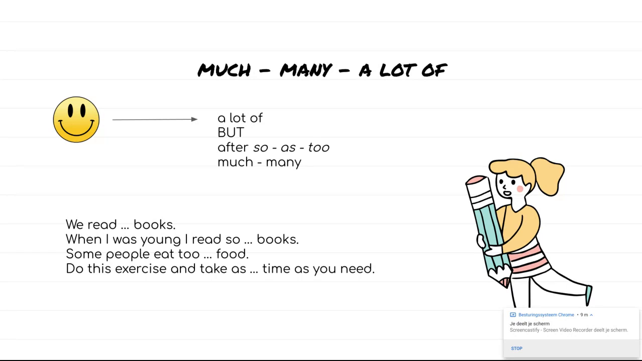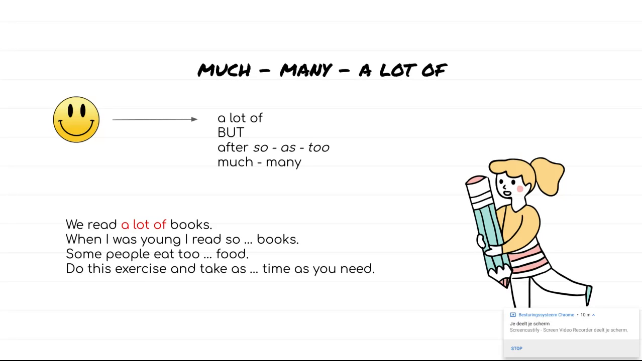We read books. When I was young, I read so books. Some people eat too food. Do this exercise and take as time as you need. All four sentences are positive, but you can't put a lot of in all these sentences. You have to think. We read a lot of books. Easy.